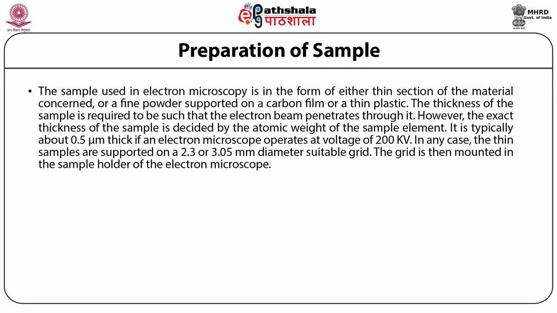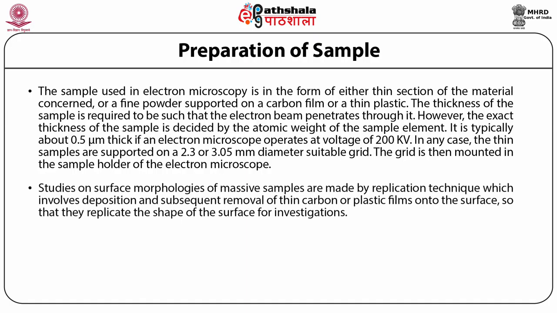In any case, the thin samples are supported on a 2.3 or 3.05 millimeter diameter suitable grid. The grid is then mounted in the sample holder of the electron microscope. Studies on surface morphologies of massive samples are made by replication technique, which involves deposition and subsequent removal of thin carbon or plastic films onto the surface so that they replicate the shape of the surface for investigations.